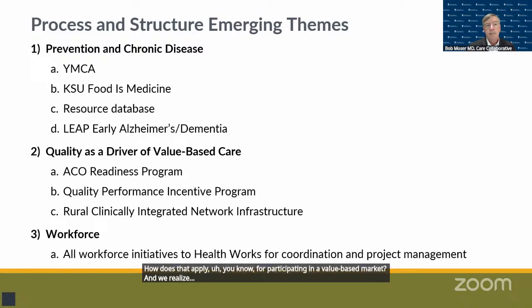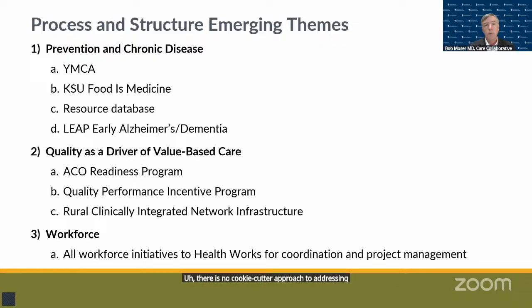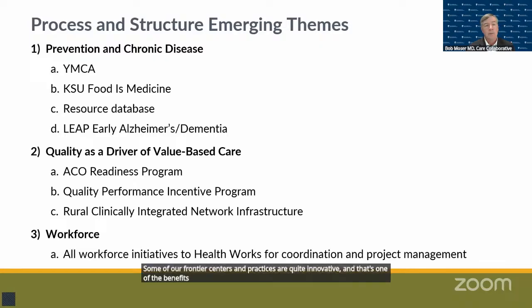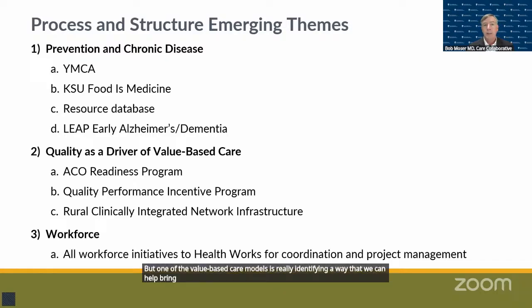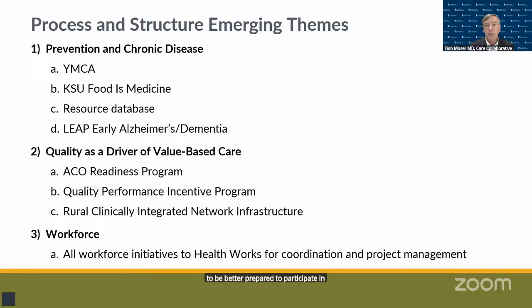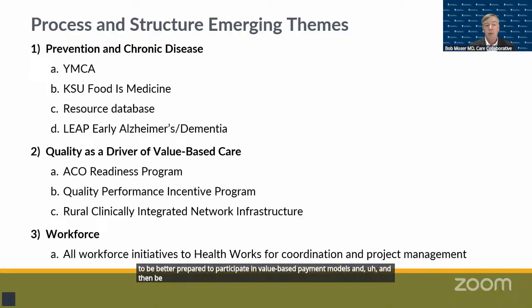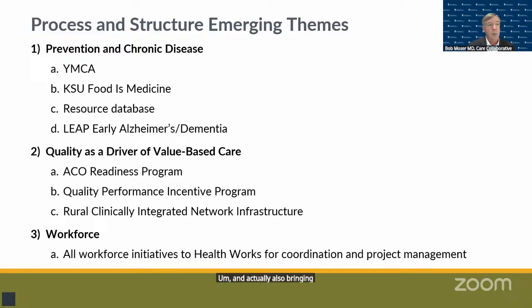And we realize there is no cookie-cutter approach to transforming rural healthcare, and we approach it with that idea. We recognize resource-limited environments, particularly in our more frontier locations, although some of our frontier centers and practices are quite innovative. That's one of the benefits of rural health, being able to adapt and implement perhaps a little quicker than a larger system. One of the value-based care goals is identifying a way to help bring everyone up to be better prepared to participate in value-based payment models, and then be attractive partners for ACOs and our clinically integrated networks, and also bring more fund flow into the practice.